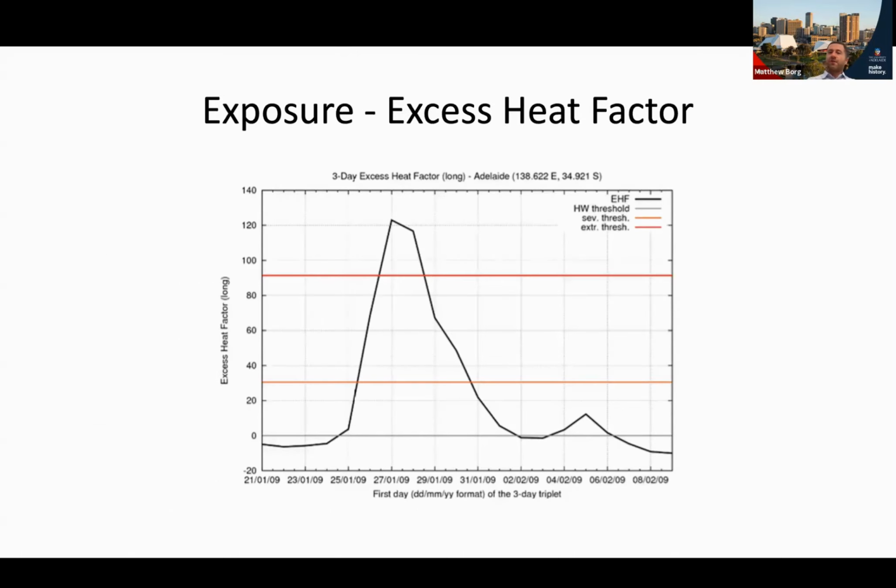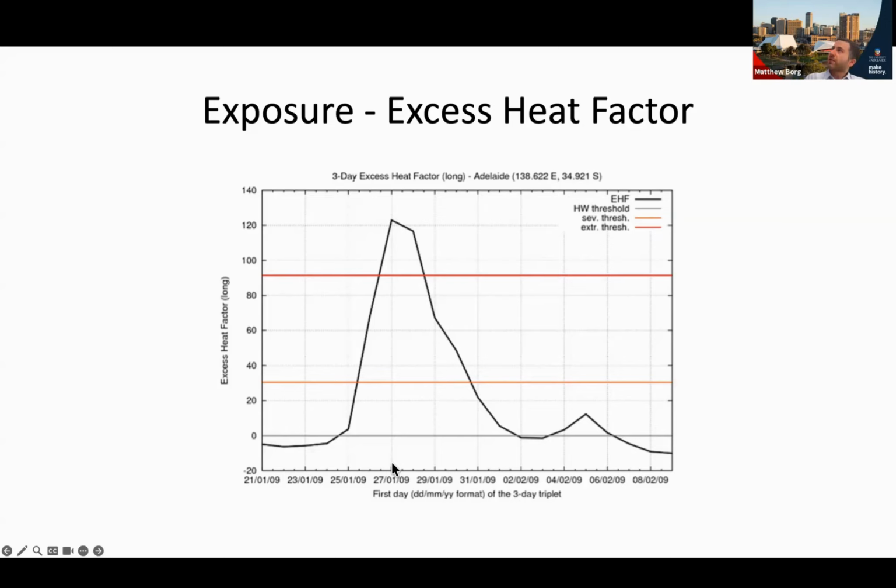So most EHF values are negative, and that's done intentionally. Negative values indicate it's not a heat wave day. And EHF values that are positive indicate heat wave days. We have an example here from Adelaide where it starts generally negative, and then about the 25th of January 2009, the EHF value suddenly increases and then suddenly drops again, indicating a heat wave period. And that was a relatively large heat wave. And then there is a smaller heat wave from 4th of February to about 6th of February.